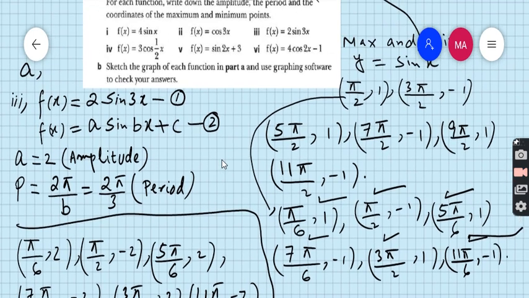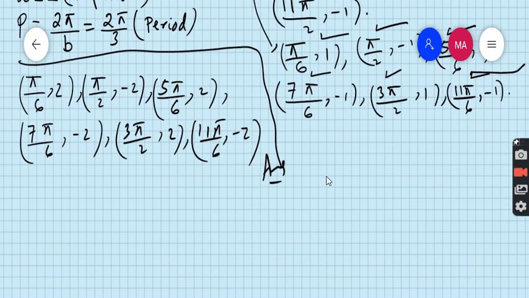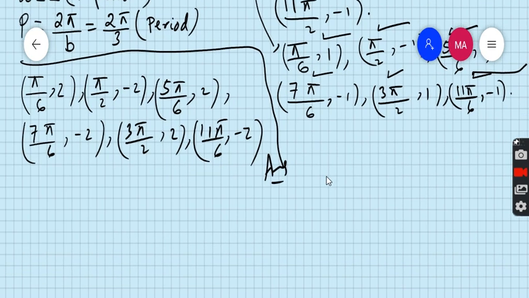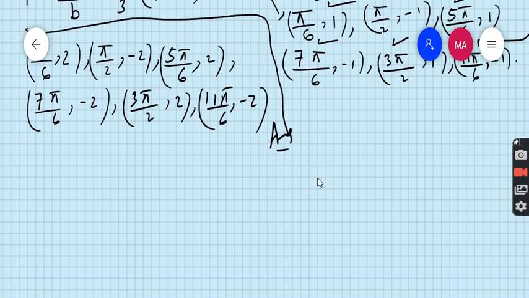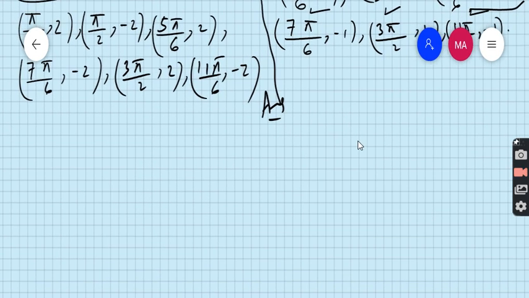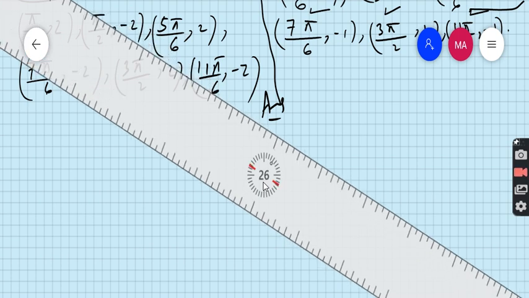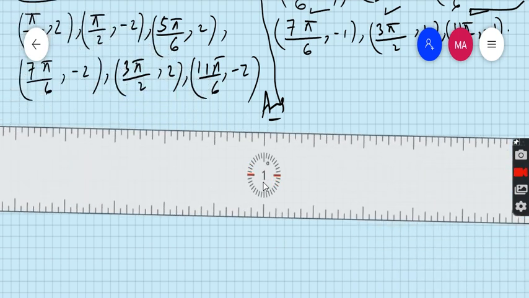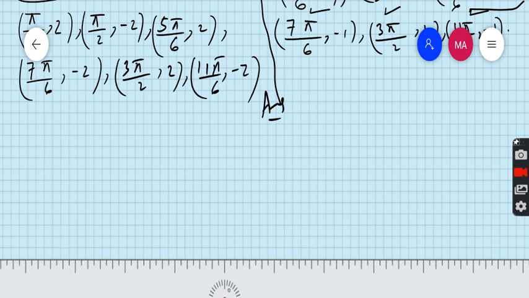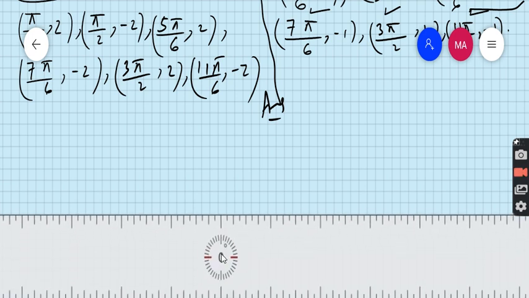What is part B? Sketch the graph of each function in part A. So in part B we have to draw the graph of y equals 2 sin 3x. In order to draw the graph, first we have to draw the x and y axis. There is no negative value on the x axis.